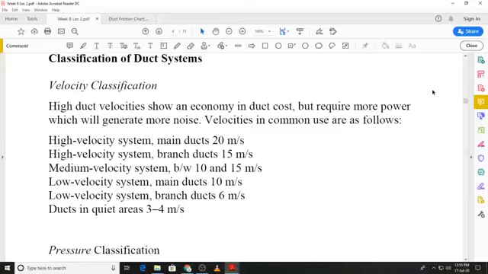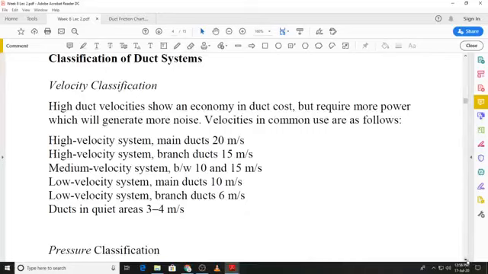And then if you have ducts in areas where you require very low noise levels, you might go to velocities as low as 3 to 4 meters per second, because the noise levels are related to also the velocity of the air in the ducts. So higher velocities lead to higher noise levels.